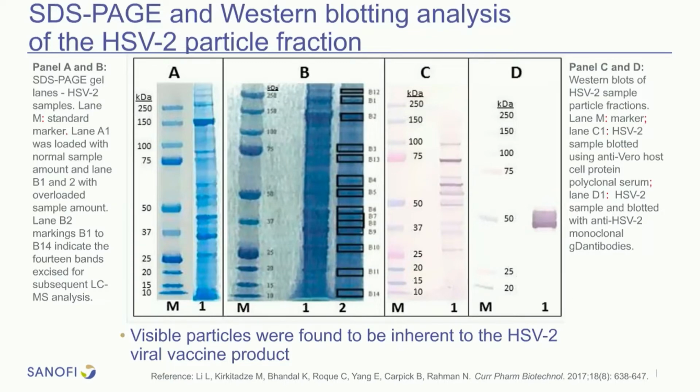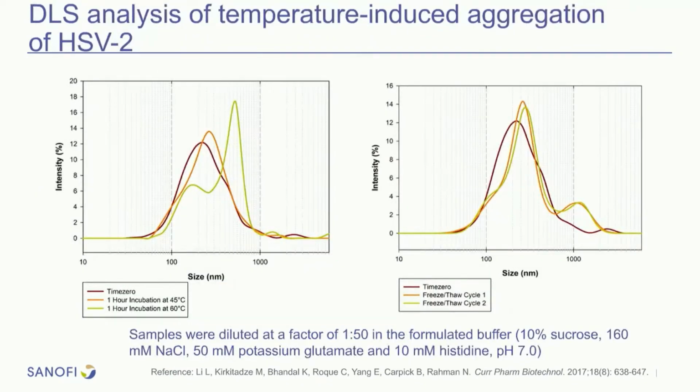With that, we move to an attempt to analyze the stability of the variant. One of the tests that we could do is to use DLS, dynamic light scattering, to follow temperature-induced aggregation of HSV-2. As you can see, the samples were subjected on one hand to 45-degree exposure for 1 hour, 60-degree incubation for 1 hour, but also to the freeze-thaw cycle.